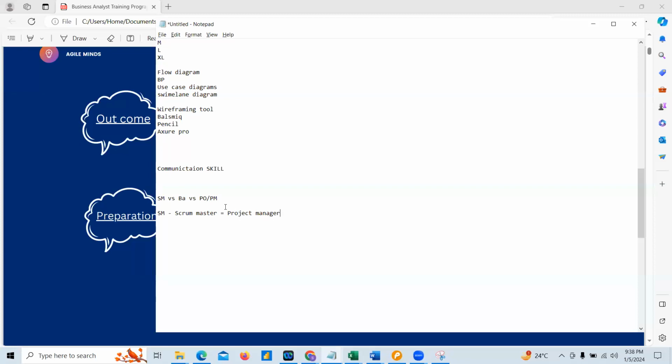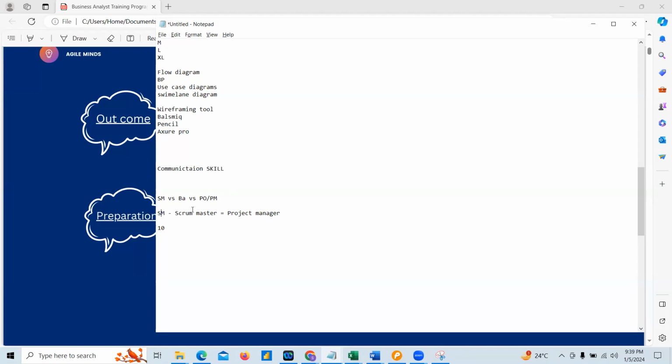Okay, Scrum Master is a managerial role. As I told, capacity calculation. If you have 10 developers, if your Scrum team size is 10, how many user stories we have to take into that particular sprint depends upon this capacity. Who will calculate the capacity? Scrum Master will calculate the capacity.